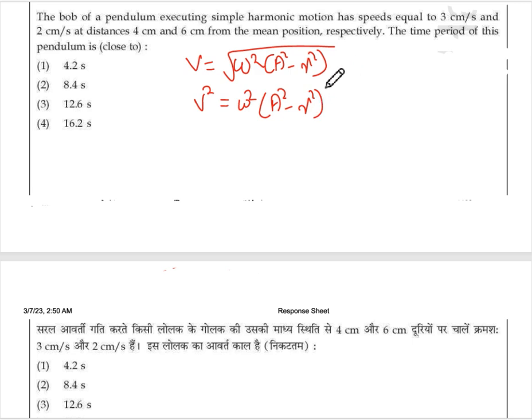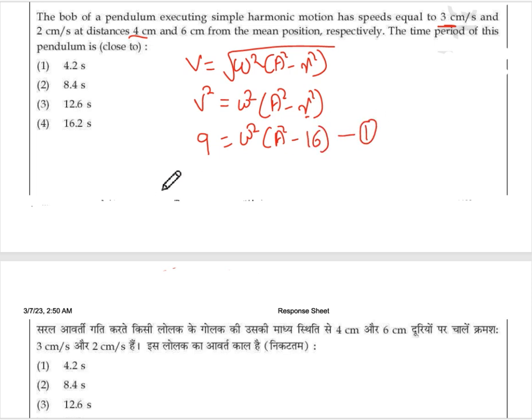So for finding the values, first it is given that when speed is 3 centimeter per second, at that time the displacement is 4 centimeter. So now put the values. 3 square is 9, so it is directly 9 equal to omega square whole into a square minus x square. In place of x square, I can write directly 16, because 4 square is 16.